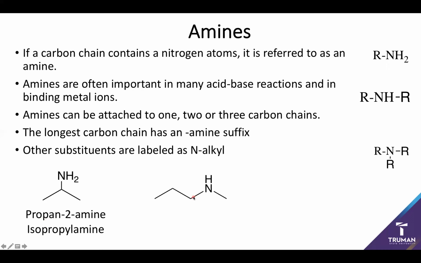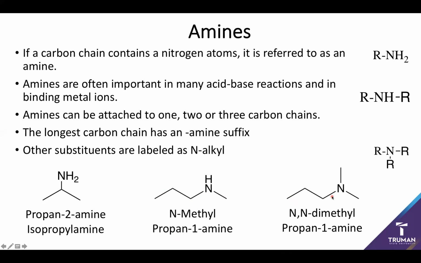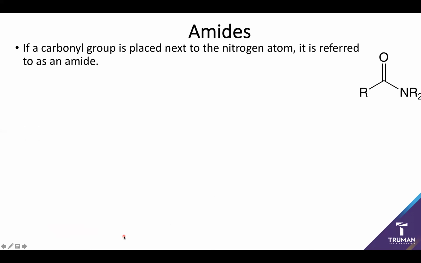Here, I've got a single methyl group, that's my small substituent, and the long one is 1, 2, 3, so propane. So this is N-methylpropan-1-amine. And here we still have that propyl group, but now we've got 2 methyl groups. So it becomes N,N-dimethylpropan-1-amine. And again, I'm not necessarily expecting you to be able to name these, but recognize what sort of functional groups may be occurring based on name alone.